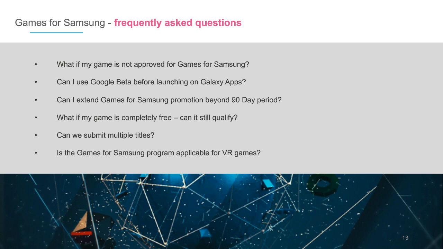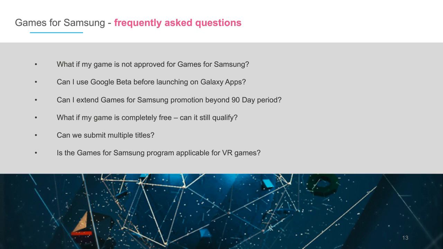Next question, can I use the Google beta before launching on Google Play and Galaxy Apps? You can use Google beta to beta test your application, but as soon as you are accepted into Galaxy Apps, into the Games for Samsung promotion, before the publishing date, you will have to bring your game down from the Google beta and make it exclusively available on Galaxy Apps as part of your Games for Samsung promotion.